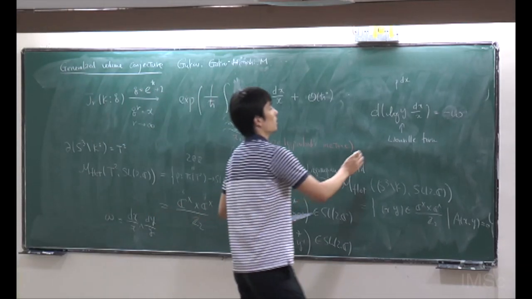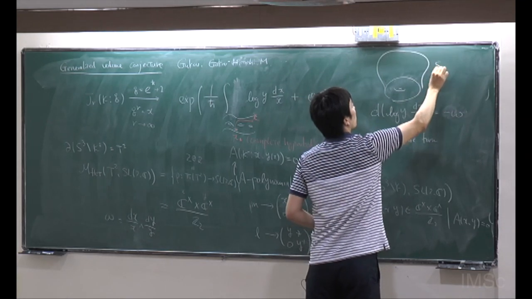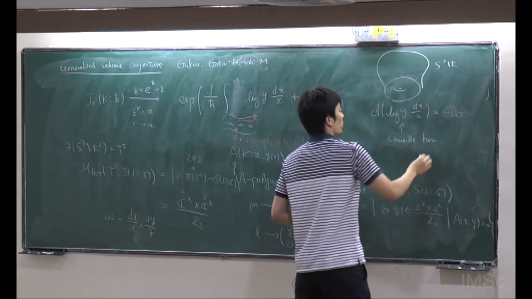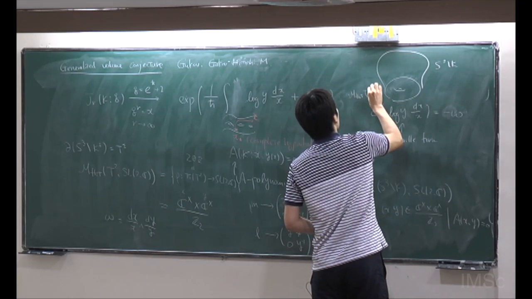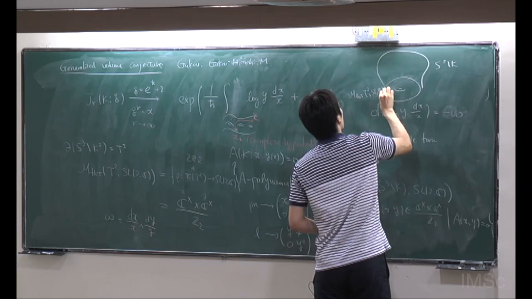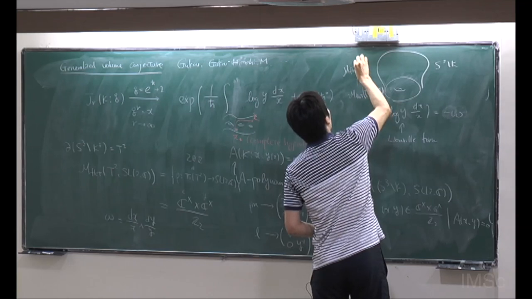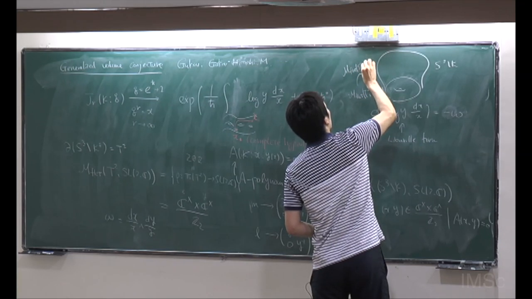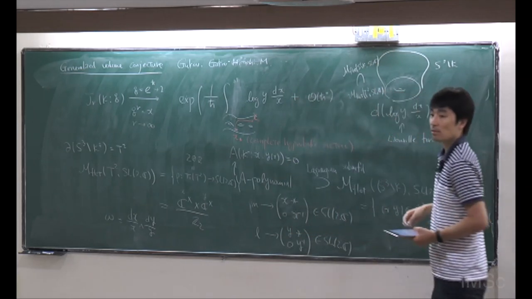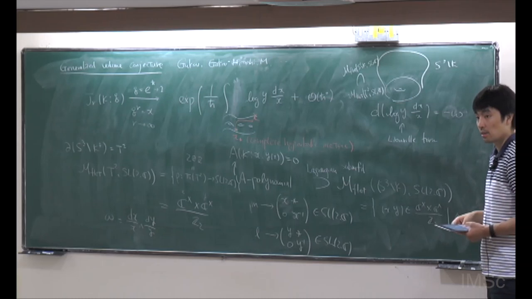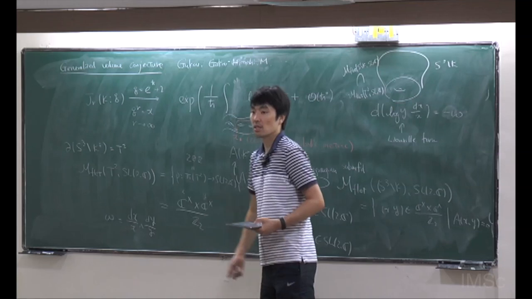So if you have the boundary, you have a torus, and there's a knot complement S3 mod K, and you have a flat connection of the torus T2 in SL2C, and that extends to the complement S3 mod K. So this describes a Riemann surface inside of this.